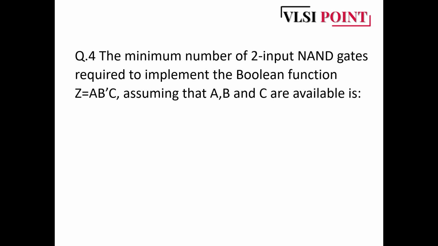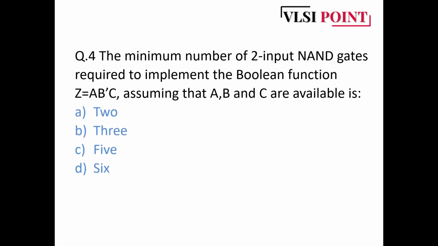Let's get to question number 4. What is the minimum number of 2 input NAND gates required to implement the Boolean function Z equal to AB bar into C, assuming that we just have A, B and C variables? Let's see the options: 2, 3, 5 or 6.